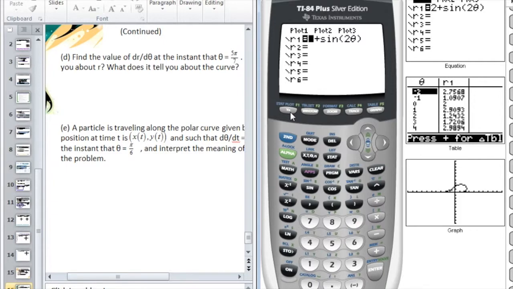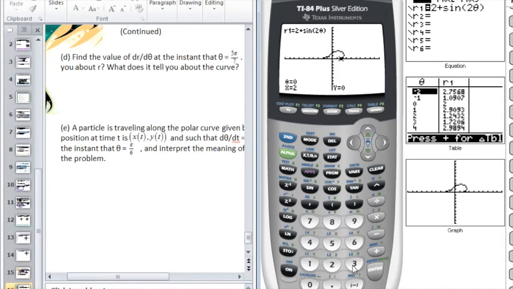So I already have my 2 plus sine 2 theta in there. And if I look at second calc, those are the only things that the graphing in polar allows you to do: find a value, do dy dx, which is kind of nice, right? Dy dx is that really big formula. It lets us do that with the calculator, or dr d theta. We want dr d theta. So we want to do number 3. So second calc, number 3.